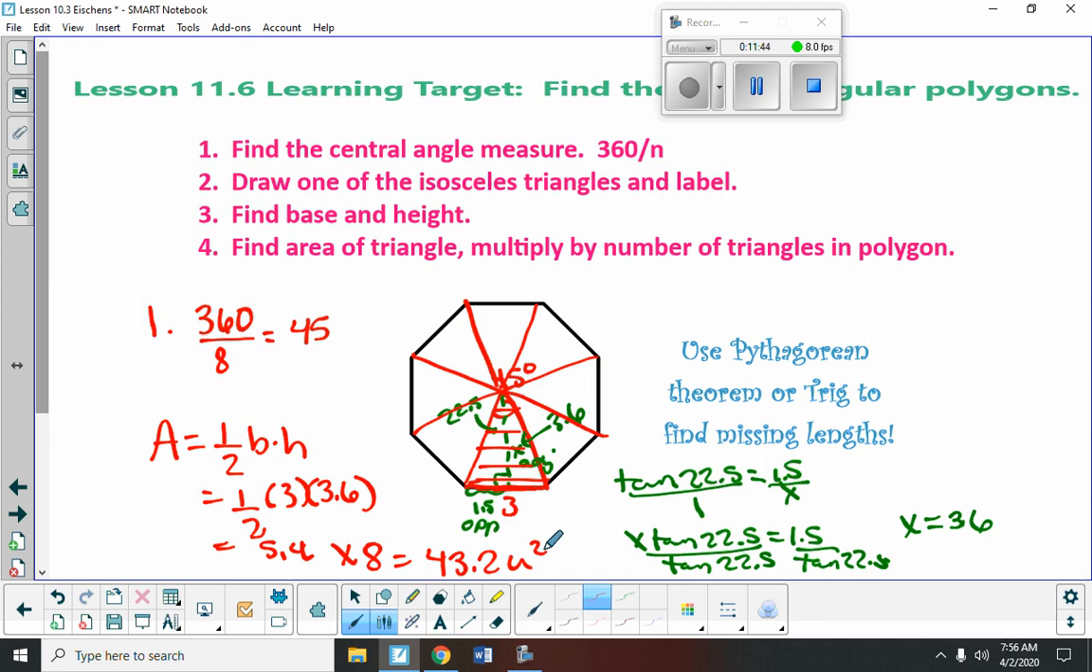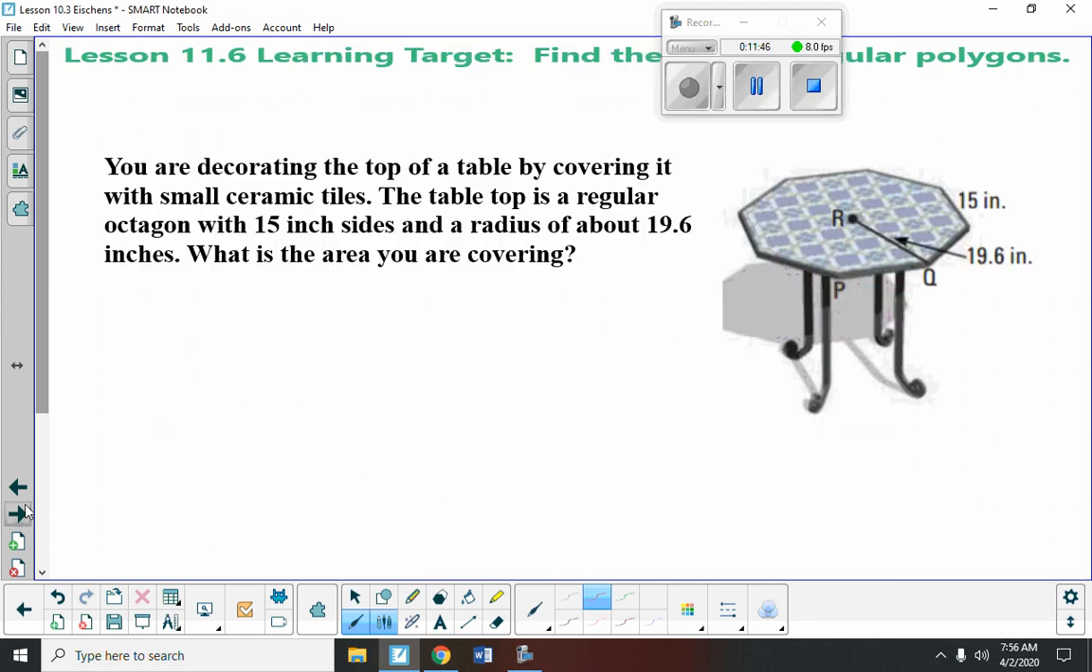Okay, so like I said, we have a lot of steps, but we know how to do each of them individually. Now we just have to put those all together. So now let's do another problem. You're decorating the top of a table by covering it with small ceramic tiles. The tabletop is a regular octagon, which means, again, you have 8 sides, all the sides are congruent, all the angles are congruent, and you have 15-inch sides and a radius of about 19.6. What is the area of the covering?